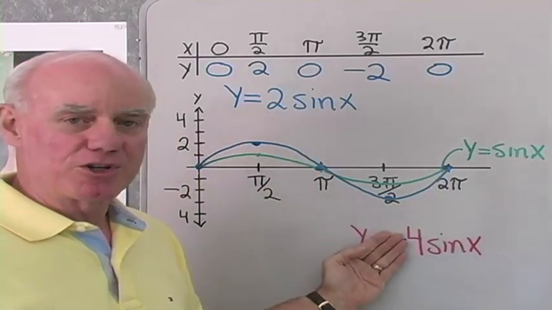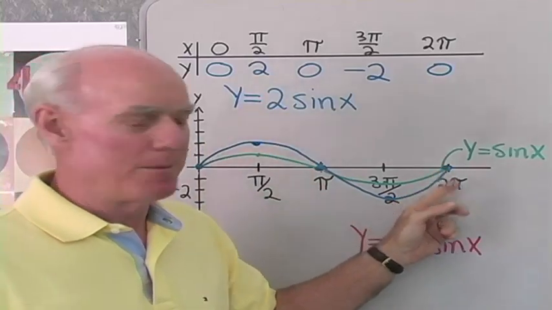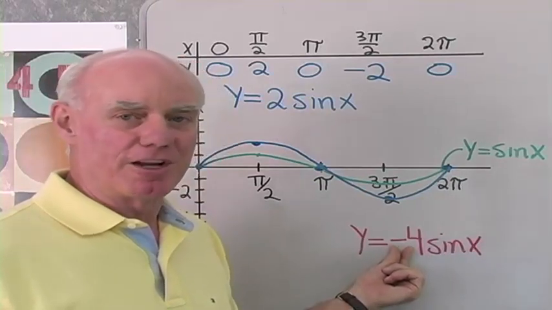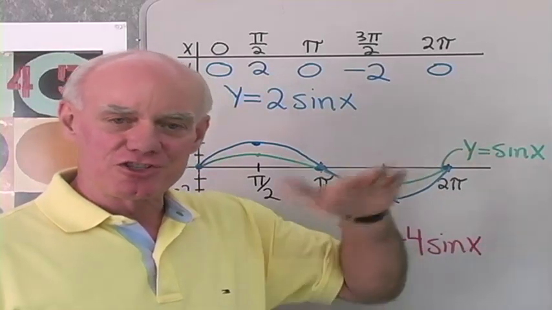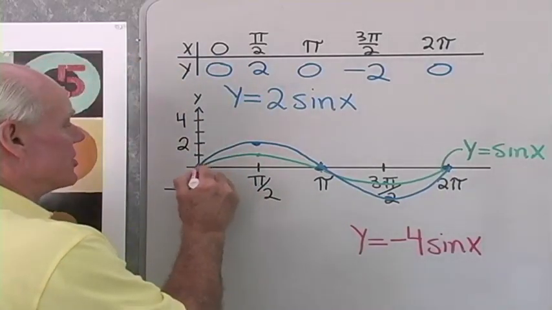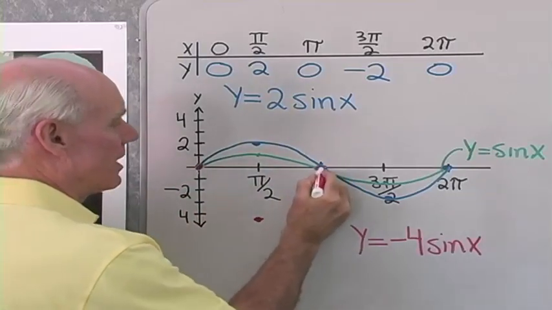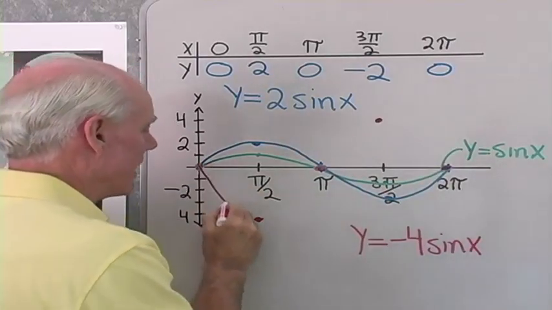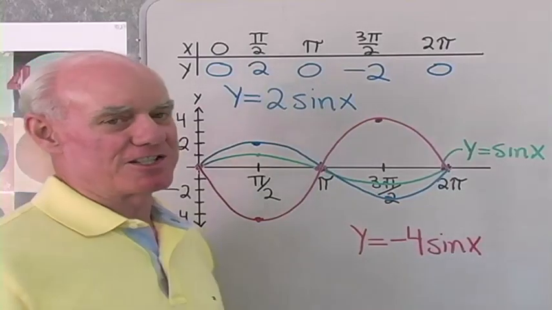So if I just looked at 4 sine x, I know my graph would go up to 4, down to 0, down to negative 4, and back up. But in this case, I multiplied all of those y values by this negative 1 right here, negative 1 times 4 or negative 4, either way you want to look at it. That negative sign changes all those y values to their opposite. So instead of starting here at 0 and going up to 4, it's going to start here at 0 and go down to negative 4, back up to 0. Over here it's going to go back up to 4 and then down to 0. So that graph is going to look like this. Its amplitude is 4 and it's reflected about the x-axis.